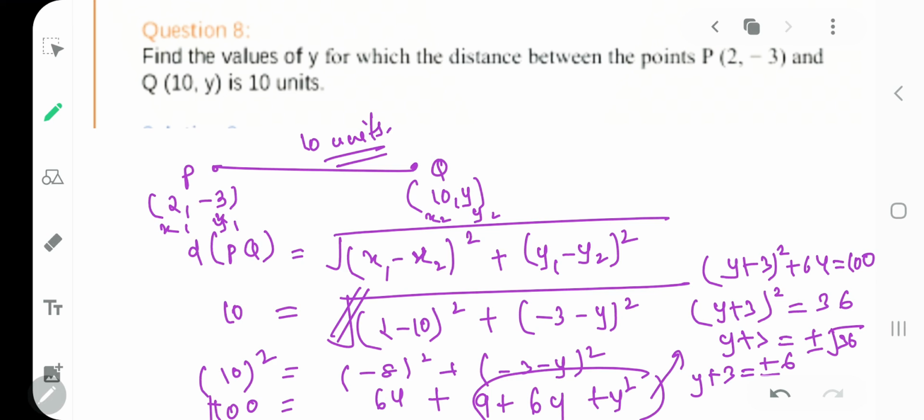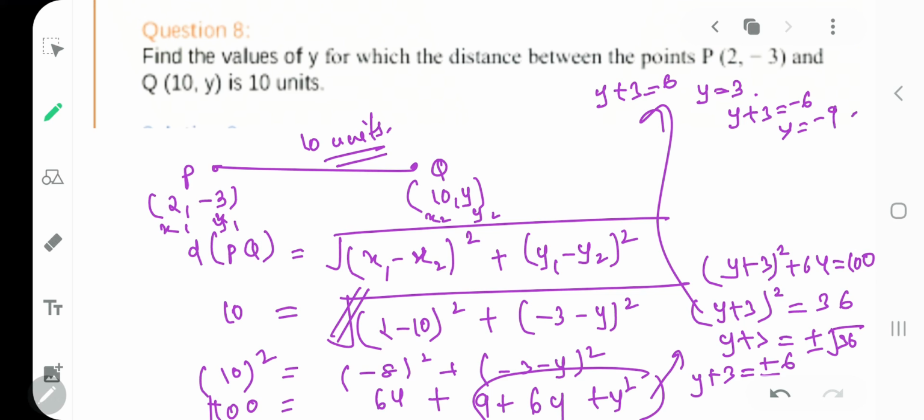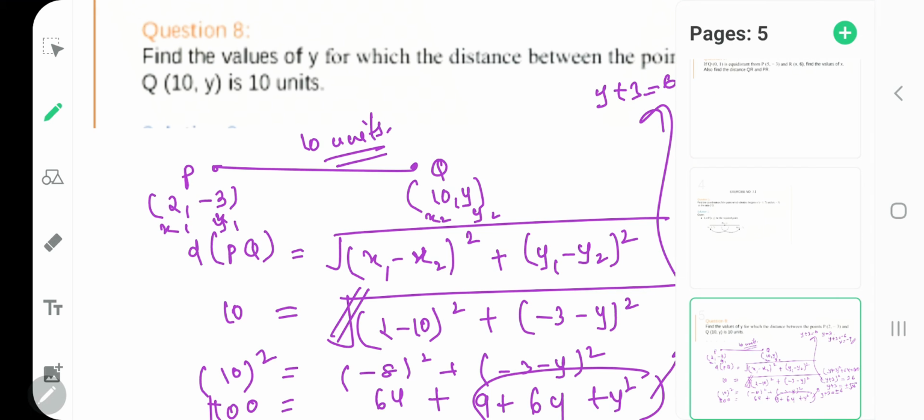That is, y plus 3 will be plus minus 6. So here if I take y plus 3 is equal to plus 6, my answer will be y is equal to 3. And if I take y plus 3 is equal to minus 6, my answer will be minus 9. Is that clear? So you are getting two values of y as 3 and minus 9. Perfect. Okay. We'll jump on to our next problem.